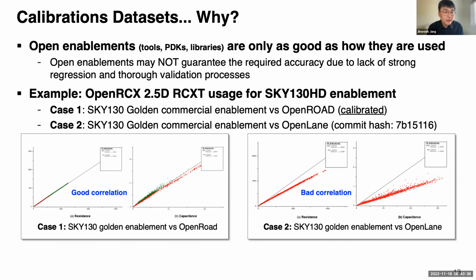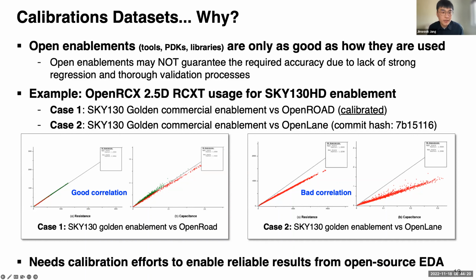Each individual plot compares the data obtained from the OpenROAD flow execution against the Sky130 golden enablement. You can see that the OpenROAD RC data is very well correlated with the Sky130 golden enablement. This is because the OpenROAD flow is very well calibrated to the golden enablement data. But on the other hand, if you see the right plot here, the RC extraction data obtained from the OpenLane flow doesn't correlate very well. It has some offset from the Sky130 golden enablement data. So we think this highlights the necessity of calibration efforts in the open source EDA context.